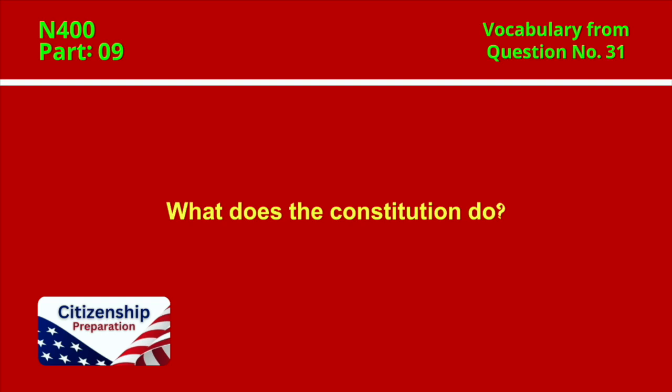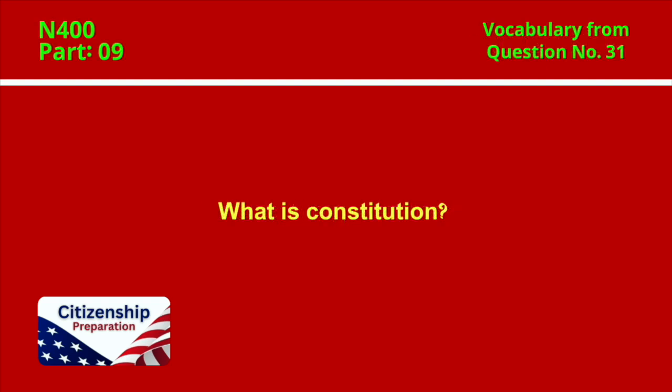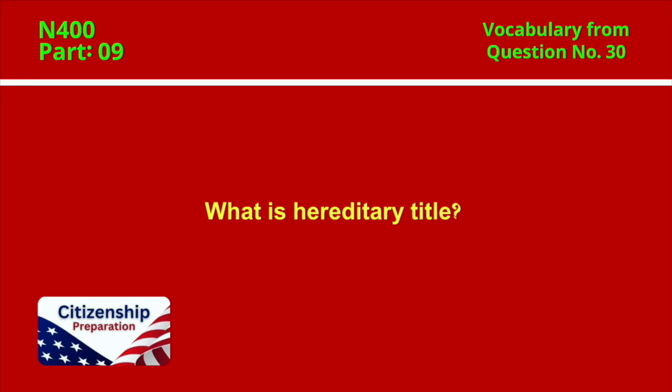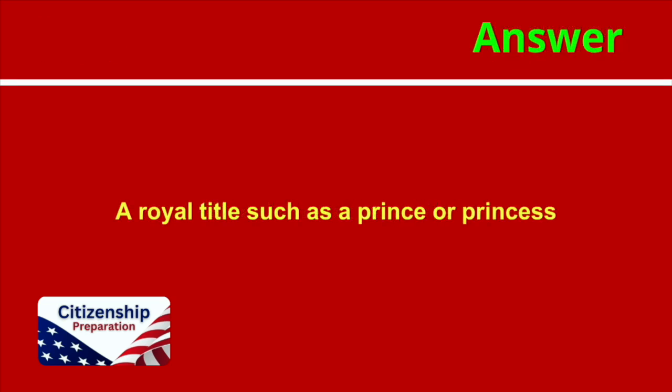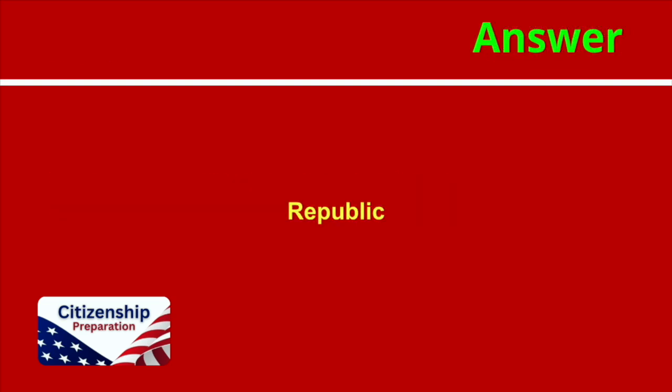What does the Constitution do? Sets up the government. What is Constitution? The supreme law of the land. What is hereditary title? A royal title, such as a prince or princess. What is the form of government in the United States? Republic.